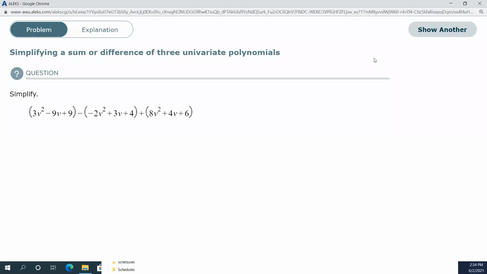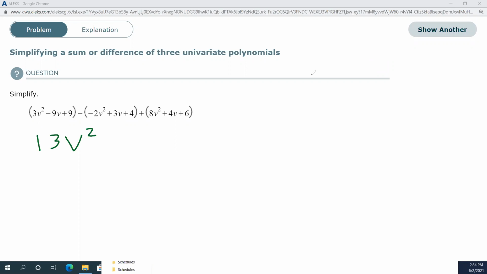All right, so now we are adding and subtracting expressions. When you're adding and subtracting, you can only combine like terms. So we've got 3v squared minus -2v squared plus 8v squared. So 3 minus -2 is 5, plus another 8 is 13. So I've got a total of 13v squared.